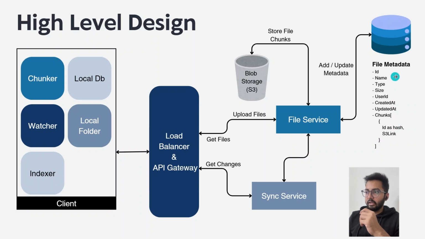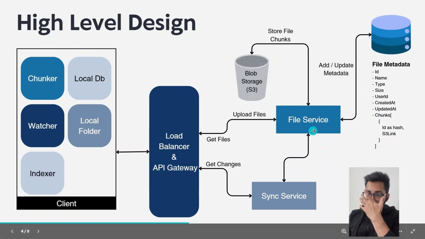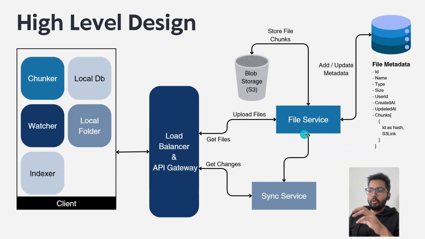These could be the fields. There could be many others as well, but these are the basic fields that should be there: file name, file type, size, user ID, which user has uploaded it and which user the file belongs to, when it was created, when it was updated, and the chunks as well. So this file contains how many chunks, and where each chunk is stored, that is the S3 link, and what the ID of that particular chunk is. So this is the file metadata. Now this was all about uploading a file.